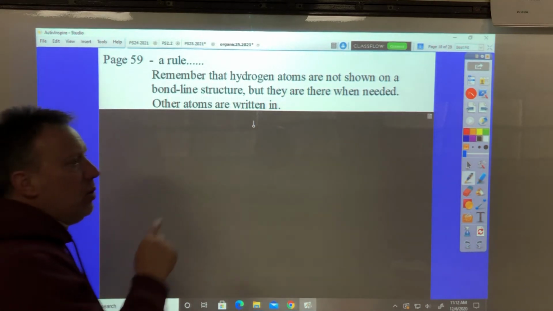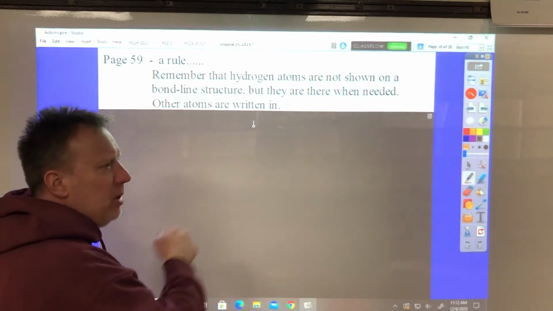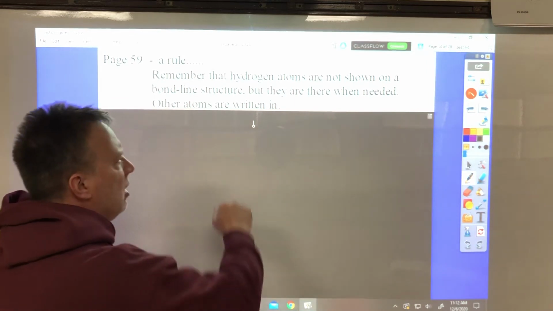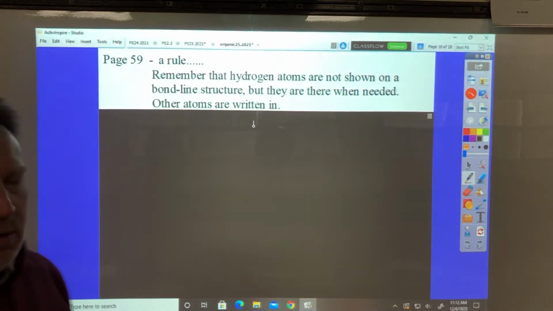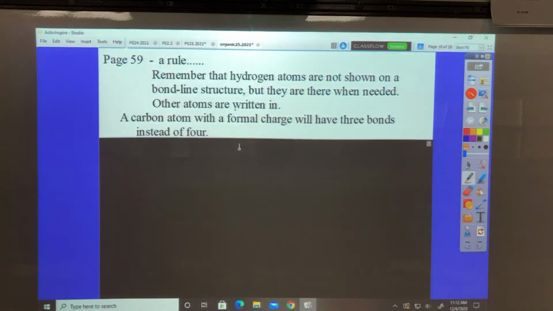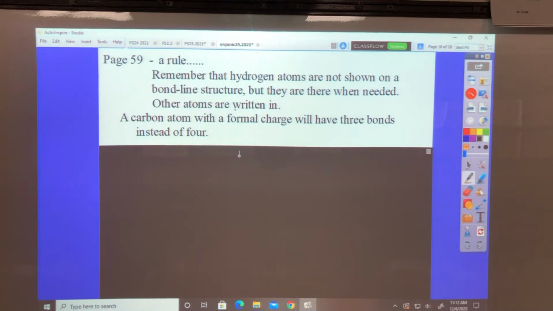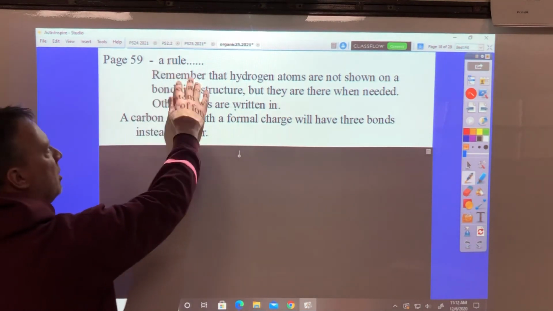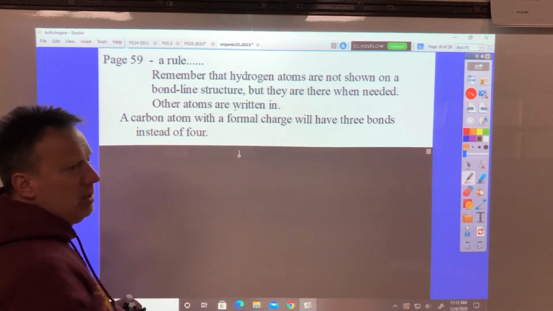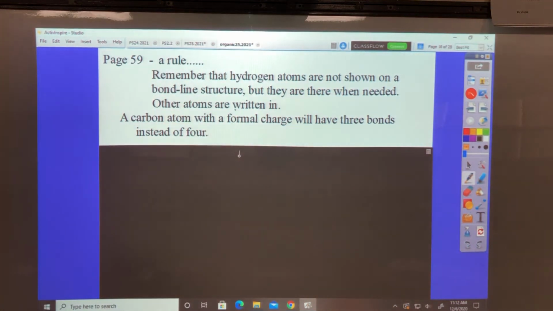Other atoms we do write in. So you're showing the carbon with the sticks at the end of the sticks or at the bends. You're not showing the hydrogen. Other ones like oxygen, nitrogen, phosphorus, you're going to write those in. So a carbon atom with a formal charge, here's the rule: if you have a formal charge, the carbon atom will have 3 bonds and not 4. And it just works out that way.